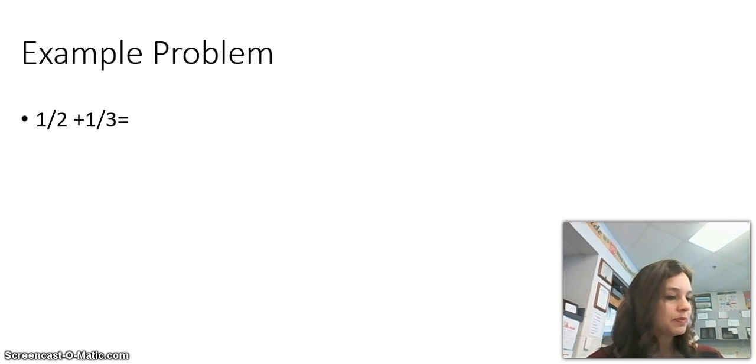Here's our example problem. We have 1/2 plus 1/3, and we want to find a common denominator for both. I can see really easily that that would be 6. 2 goes into 6 evenly with no remainders, and 3 goes into 6 evenly with no remainders.